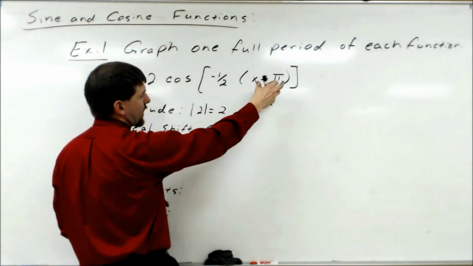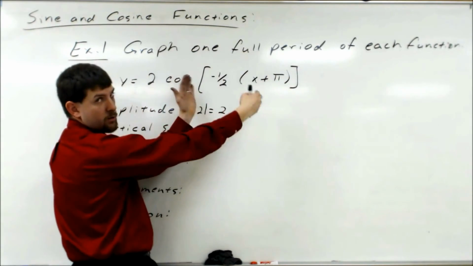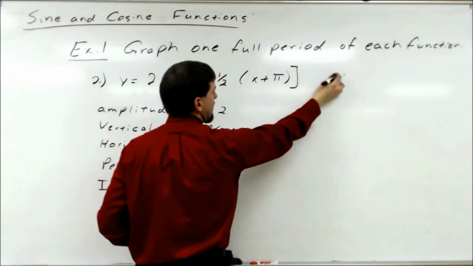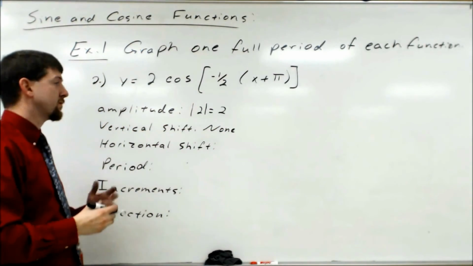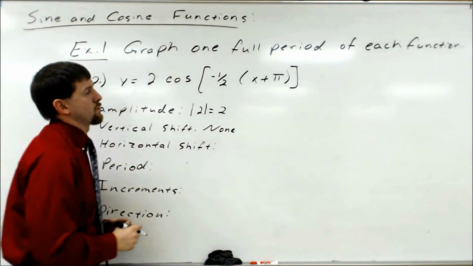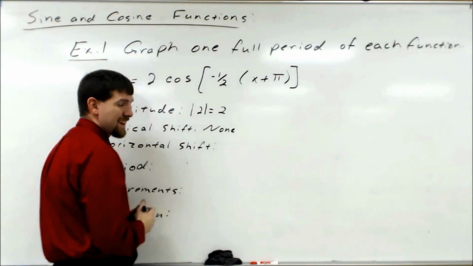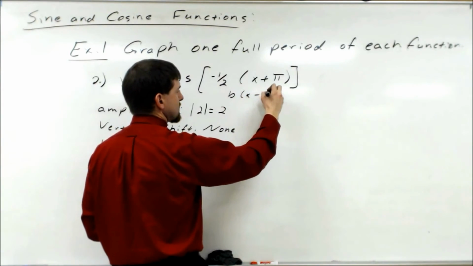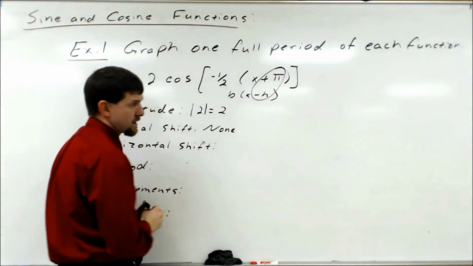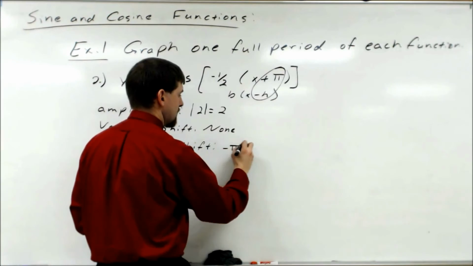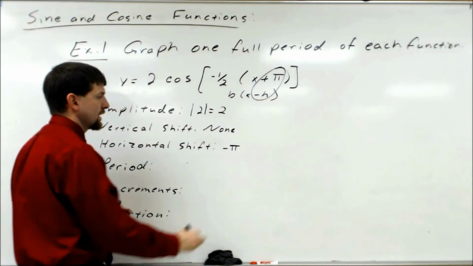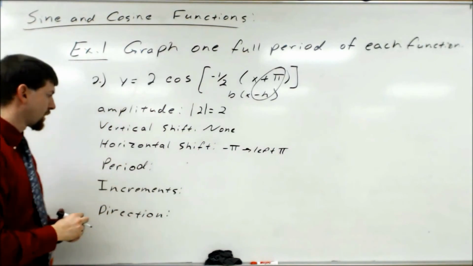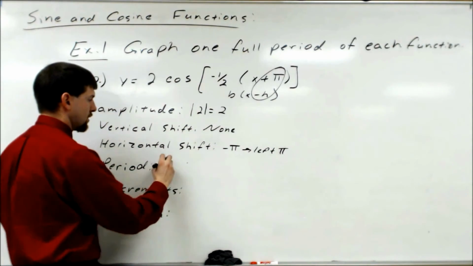And here we've got the addition going on inside the cosine, so it's a horizontal transformation. That'd be horizontal shift. It's got to be outside all of that stuff for it to be vertical. So there's the horizontal shift. Remember, the horizontal shift is h. Remember, your form is b times x minus h. So minus h would be minus pi, so we're shifting left pi units.